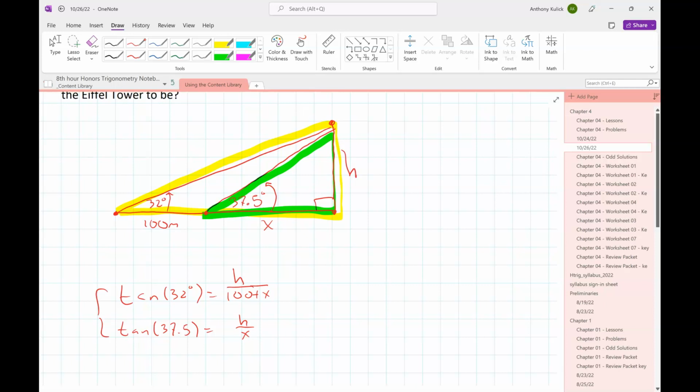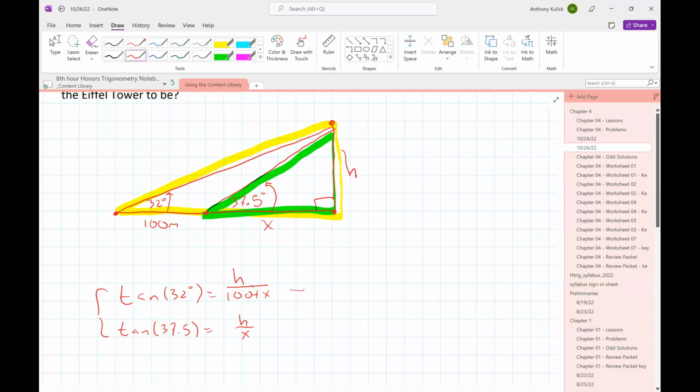Now, we have a choice here. It appears to me that algebraically it'll be easier to find x first and then plug in to get h. It's an extra step of computation, but I think it'll be worth it because the algebra to get x first will be kind of a hassle. But either is okay.